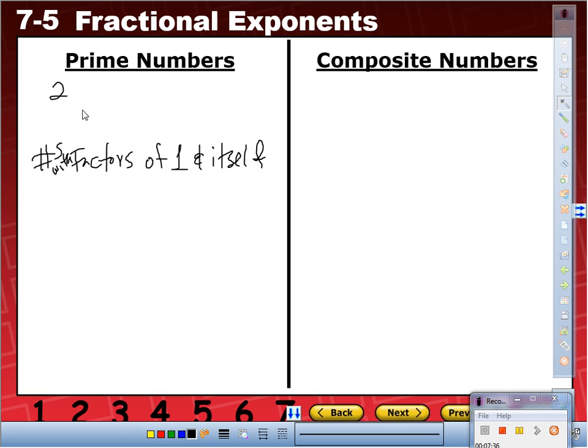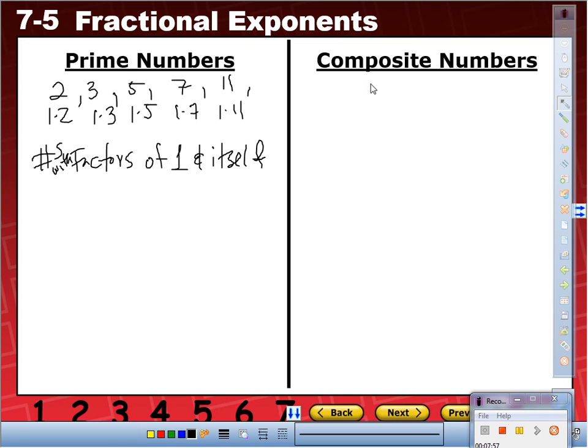Let's see. 2. What 2 numbers multiply to give me 2? 1 times 2. 3: 1 times 3. 5: 1 times 5. 7: 1 times 7. 11: 1 times 11. Are there any other numbers that multiply to give us that? No, without getting into fractions, no. So my first 5 prime numbers are 2, 3, 5, 7, 11.